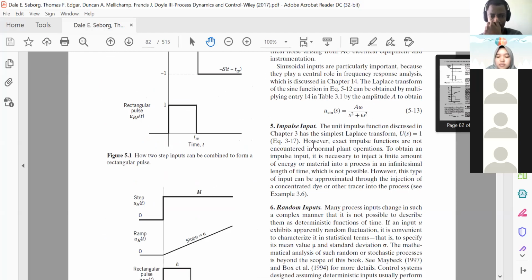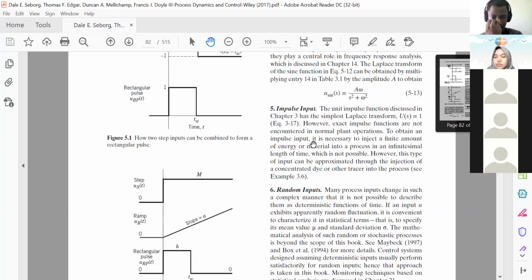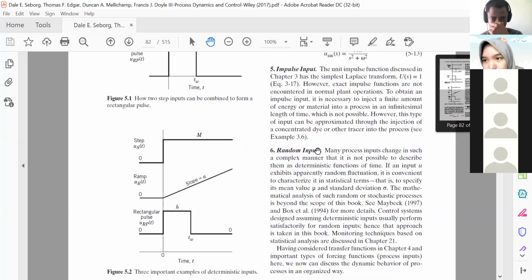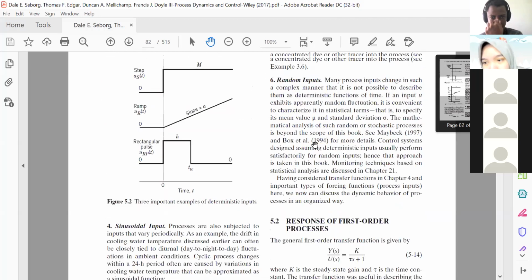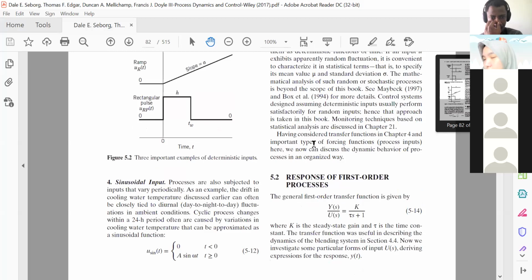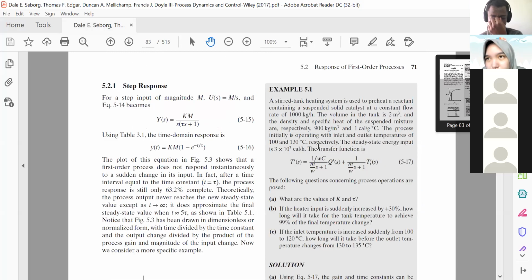And we also have the impulse inputs and the random inputs. Well, I don't want to talk about that. Just the three inputs. The fourth input includes the sine function, which is more important in this course.